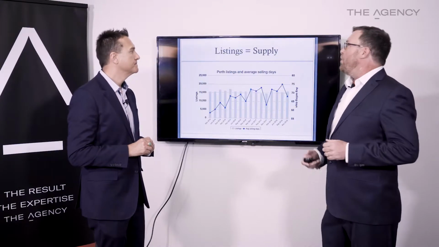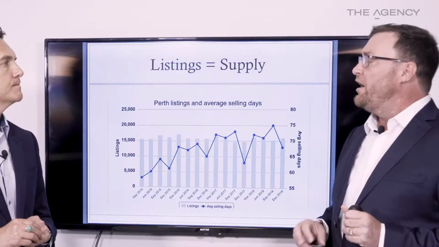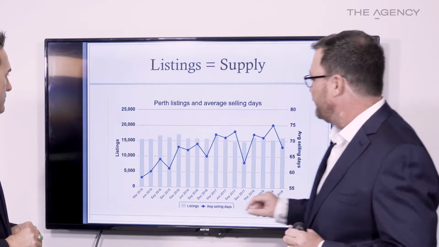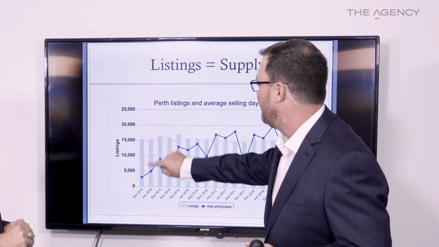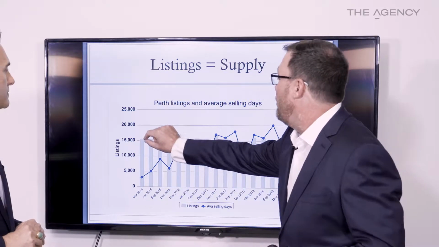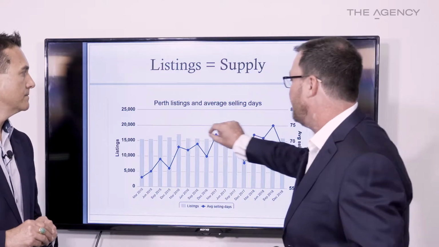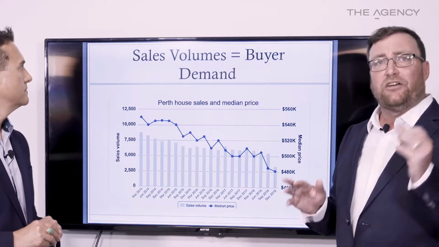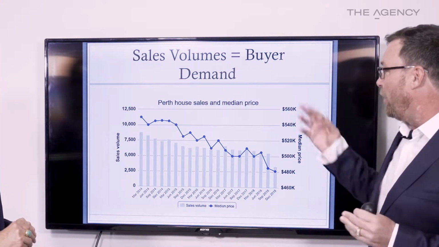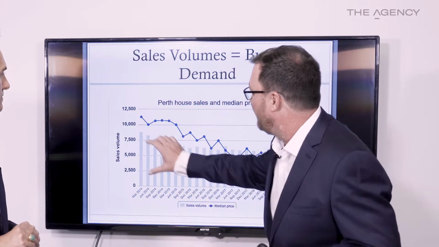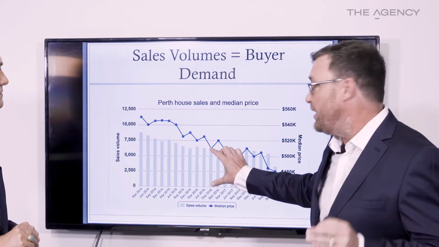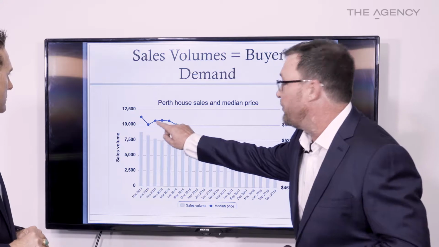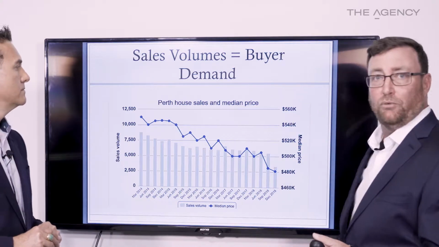Correct. Okay, we're going to use some basic economic principles here, and the first thing is we're going to call listings equal to our supply. What we can see since March 2015, and these grey bars represent our listings or our supply, is that the supply has been very constant over the last 3 or 4 years. If we say our sales volumes equal our demand or buyer demand, represented by these grey bars, we can see that the sales volume, or our demand, has been decreasing since March 2014. And as a result, our median house price has been declining along with it.